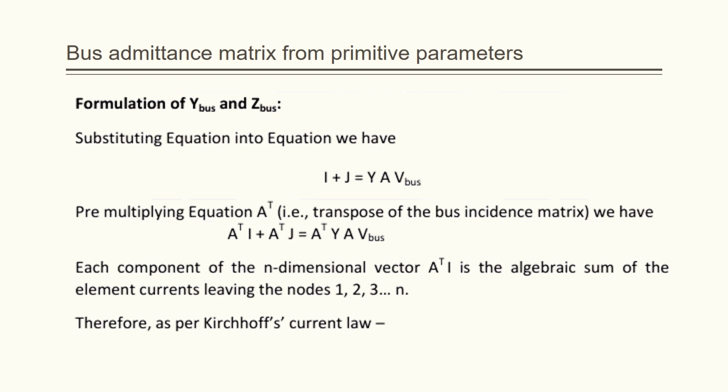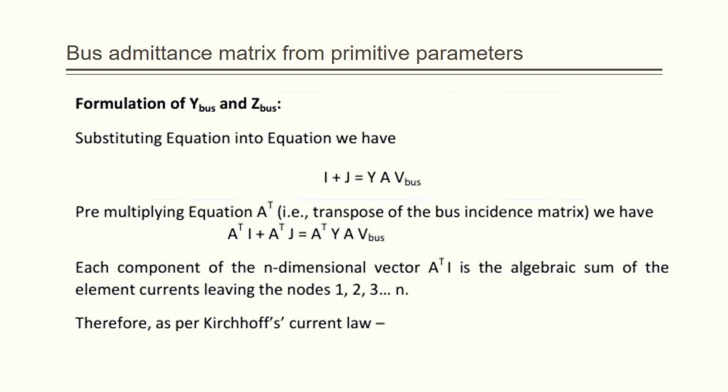Bus admittance matrix from primitive parameters, formation of Y bus and Z bus. Substituting the equations, we get I plus J is equal to YA V bus. Pre-multiplying the equation with A transpose, we have A transpose into I plus A transpose into J, which is equal to A transpose into YA V bus.